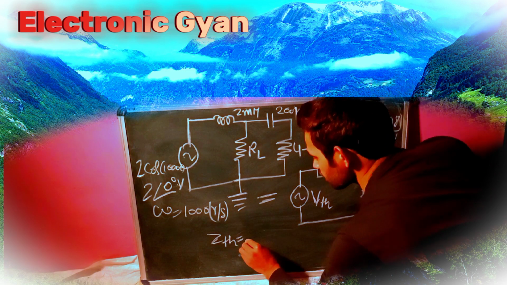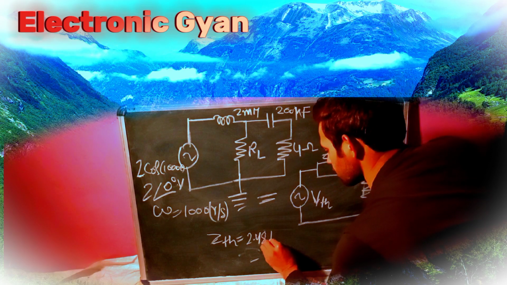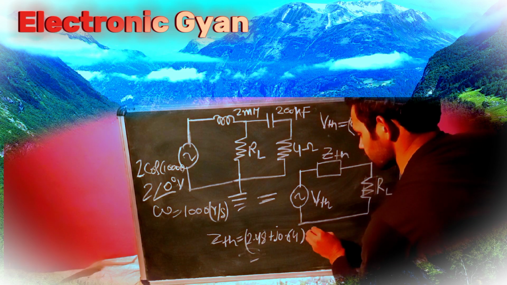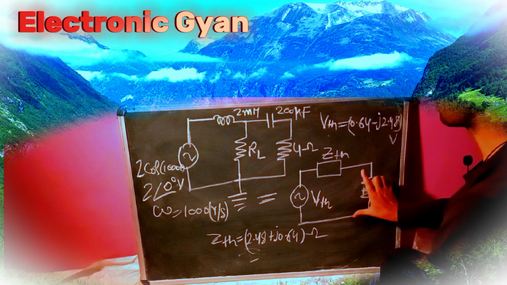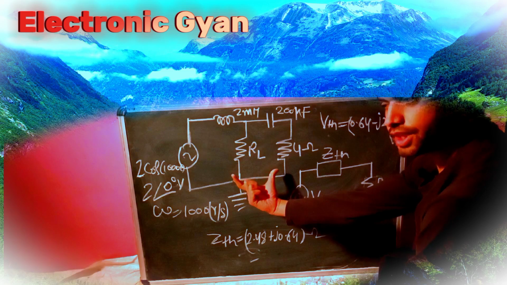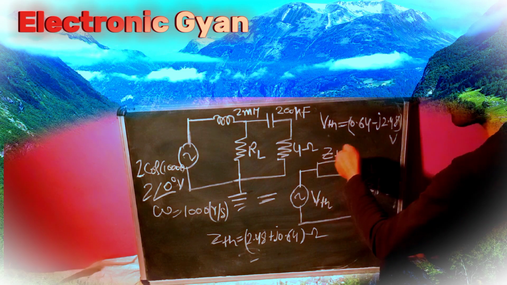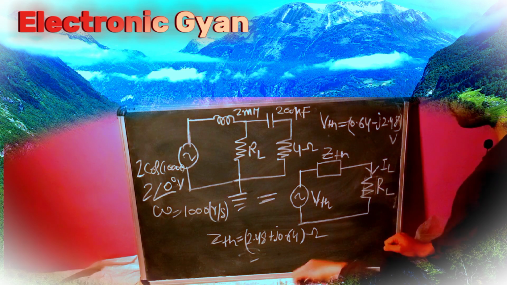ZTH is equal to 2.48 plus j 0.64 ohm. So this is my ZTH and this is my VTH that we have obtained for this AC circuit. Okay, so now we are going to find the maximum power that is delivering to this load. So this is my load current IL.